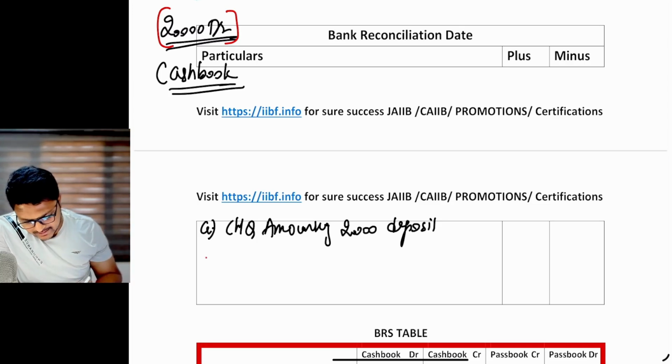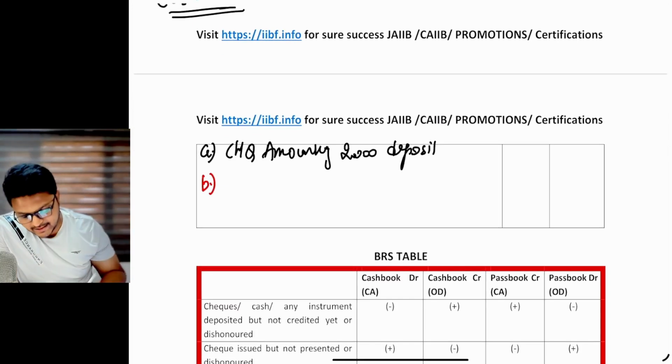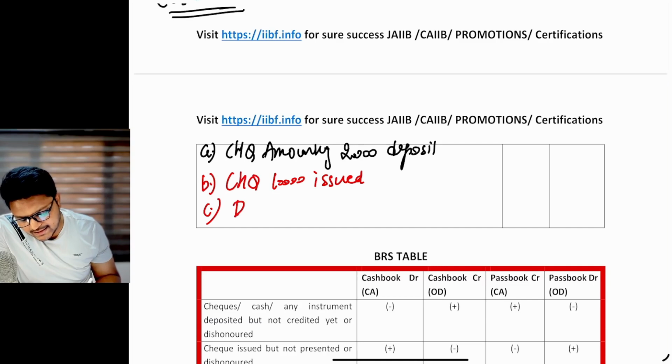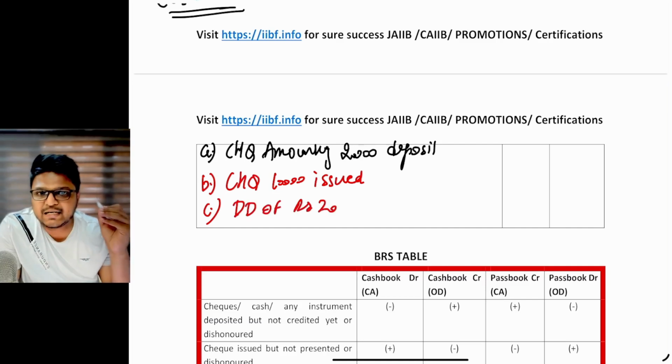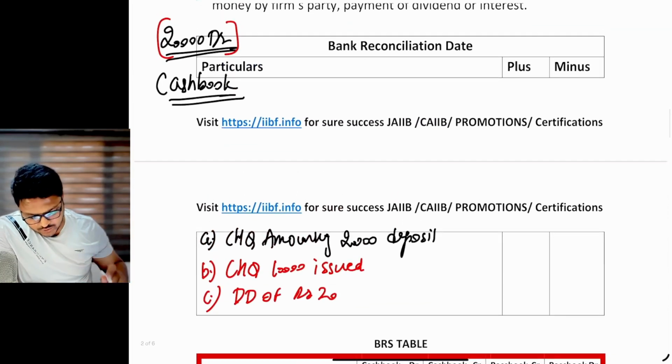There are a few entries. Let's say the first entry is related to a check amounting to rupees 2,000 that was deposited, and a check of 10,000 was issued. And the third entry is that a direct debit of rupees 20 was there. Now in that scenario, the cash book balance is given to me.